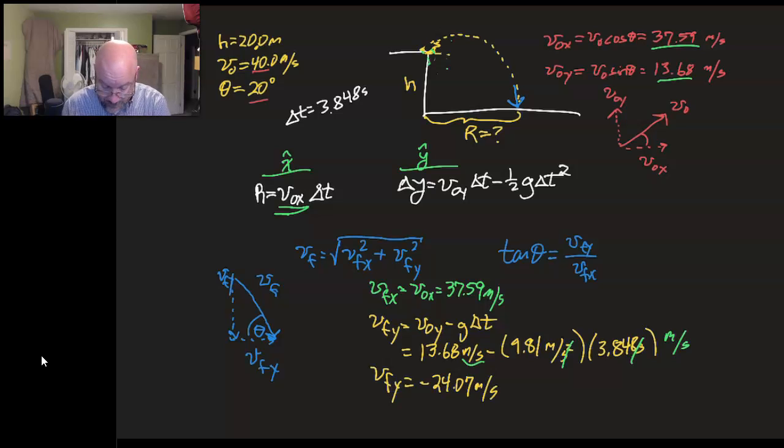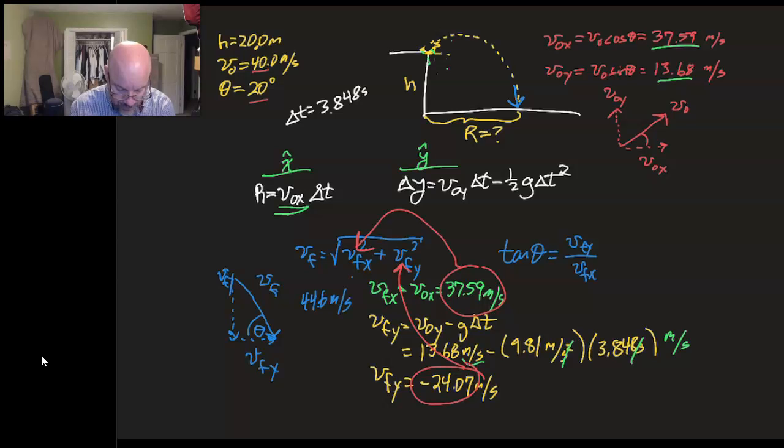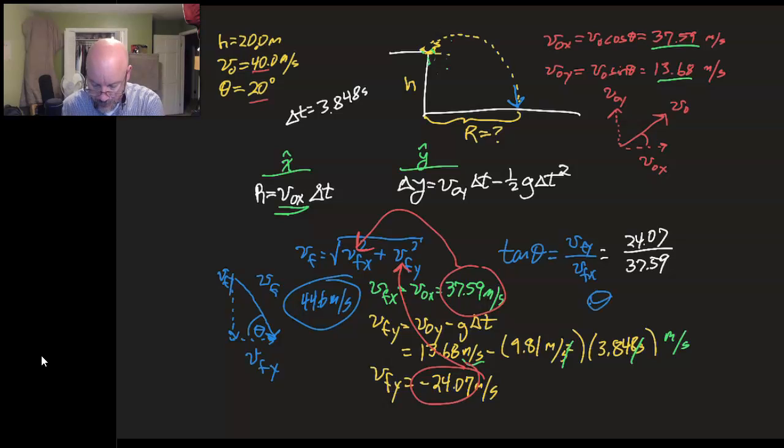Okay, then if I take this guy, plug it up in here, and I take this guy, plug it in over there, then what I'm going to get for my final velocity is 44.6 meters per second. Okay, so that's my speed. And then if I plug in things for my numbers here and stay with magnitudes, 24.07 divided by 37.59. Okay, what we learn is that our angle is 32.6 degrees.